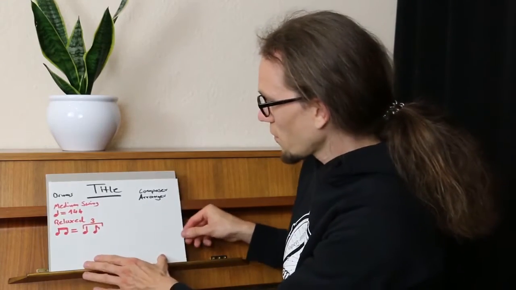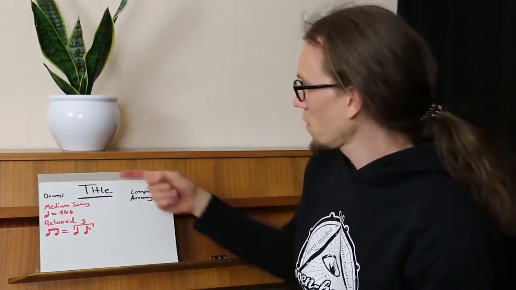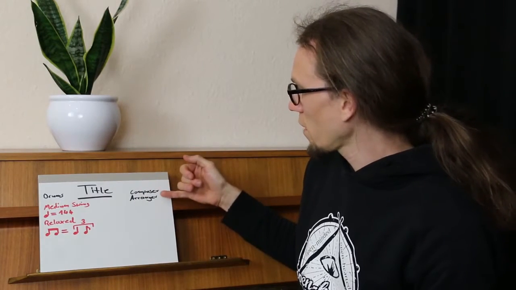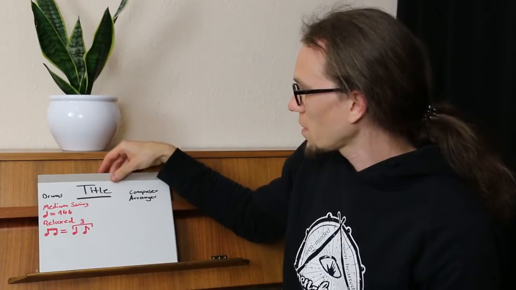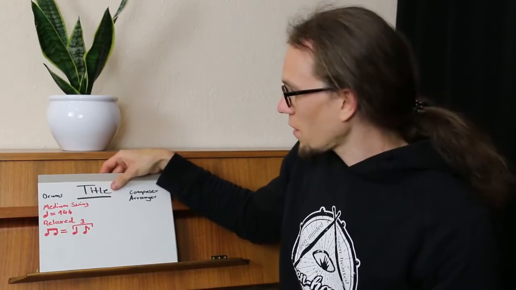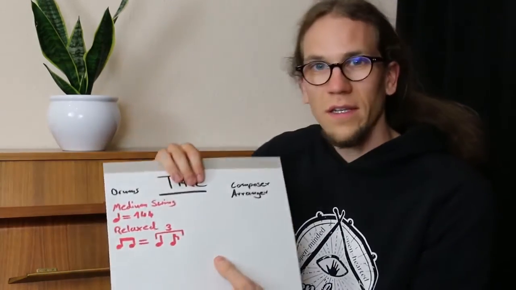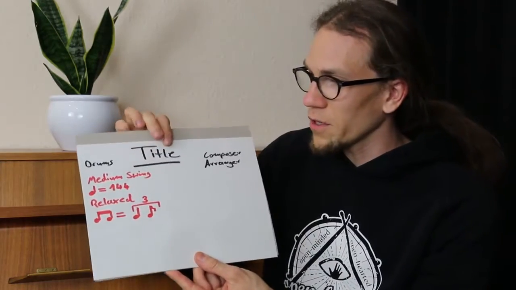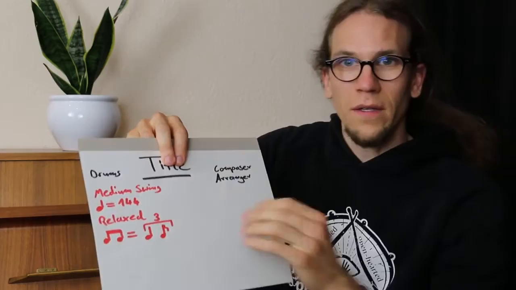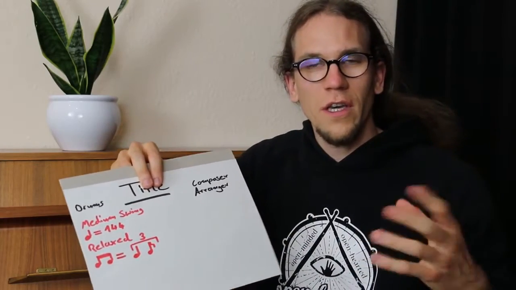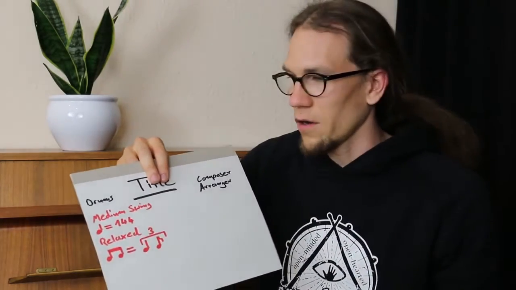At the top of most charts, you will find, of course, the title, the composer and who arranged this song and what instrument it's for. But for us, there are usually some more intricate indications which are very important. So in this case, we have a medium swing. So you immediately know in which genre you are playing.